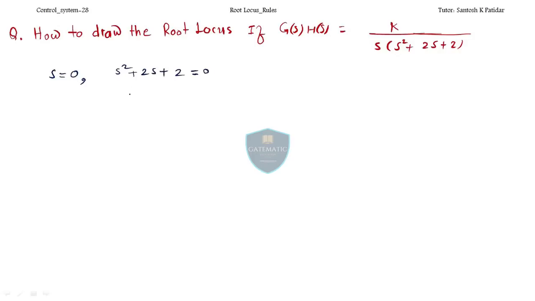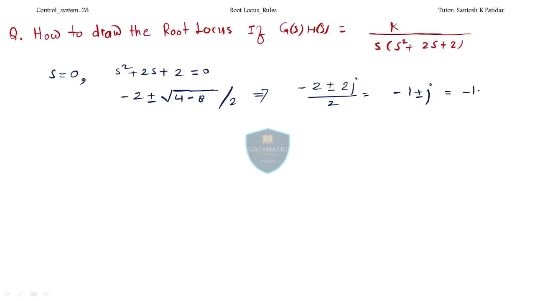So when you find out, it will be minus 2 plus minus the square root of 4 minus 4AC, that is 8, divided by 2. So this is minus 2 plus minus 2j divided by 2, so minus 1 plus minus j. So finally, minus 1 minus j and minus 1 plus j. So 3 poles you have. How many poles? Number of poles is 3. Number of zeros is 0. And the poles are s equal to 0 and s equal to minus 1 plus minus j.